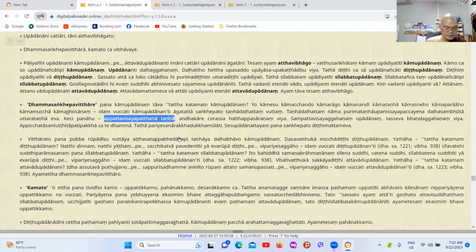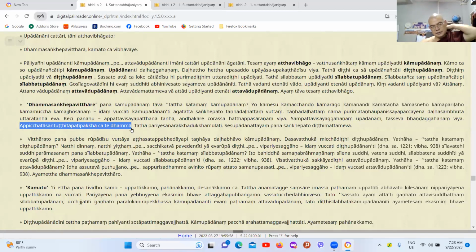Apichada, santutthi. Patipakkha. How to translate apichada? Appa icchata, less desire. So here, the opposite of less desire is called tana. Appa icchata means less desire, not much desire. So the opposite of less desire is tana.